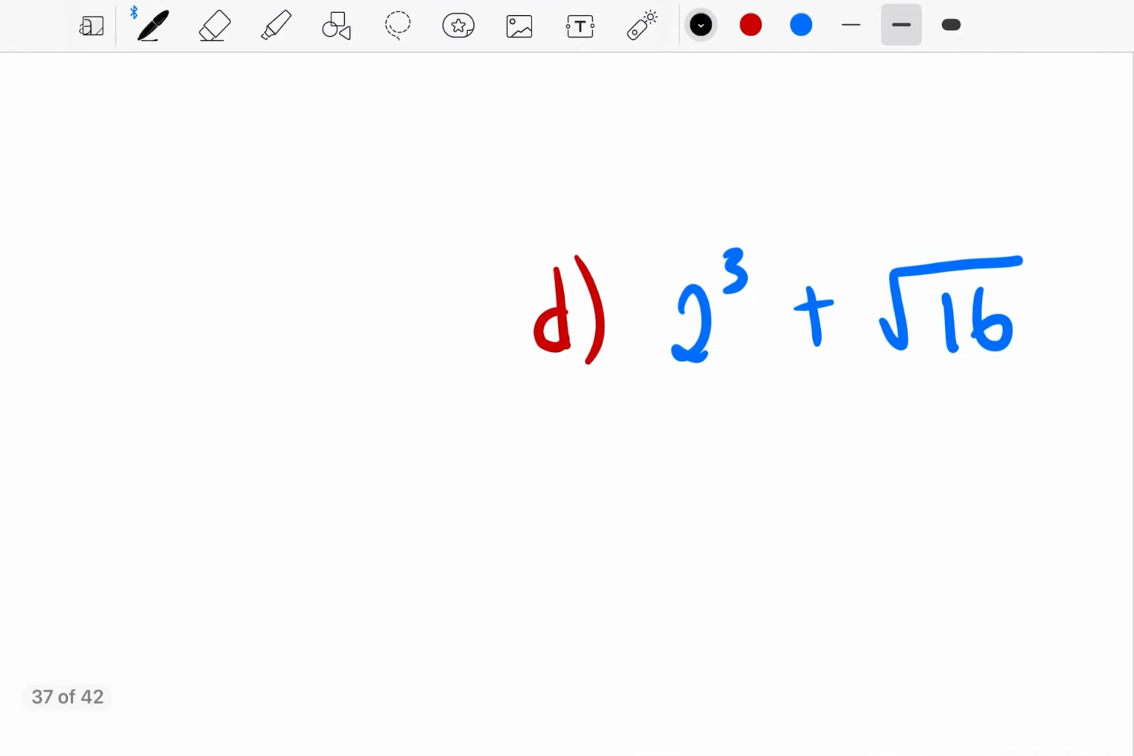All right, moving over to our last one, we've got 2 cubed plus square root of 16. So 2 times 2 is 4, 4 times 2 is 8, so you're going to have 8 plus, and square root of 16 is 4, so 8 plus 4 gives you 12.